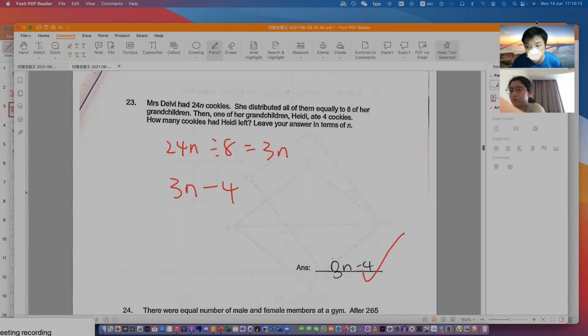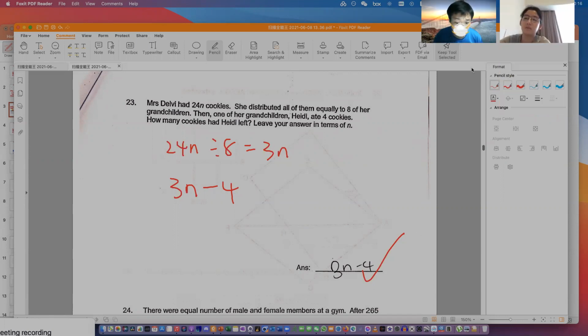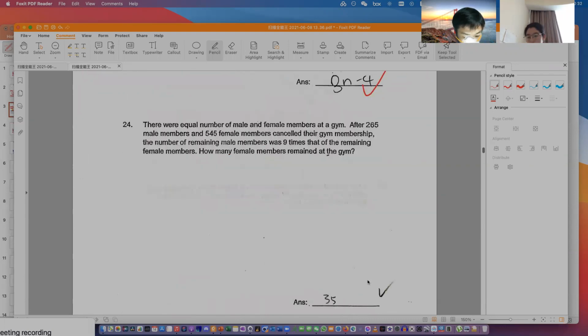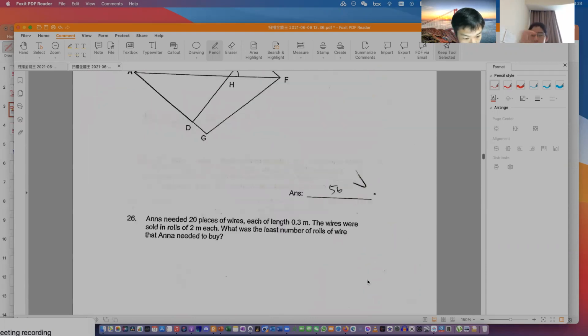Okay. Can you help me check the answer on your side? The final answer? The answer is 3N minus 4. Oh, okay, never mind. So the question here is 24N. Okay, so your answer is correct. Okay, next question.